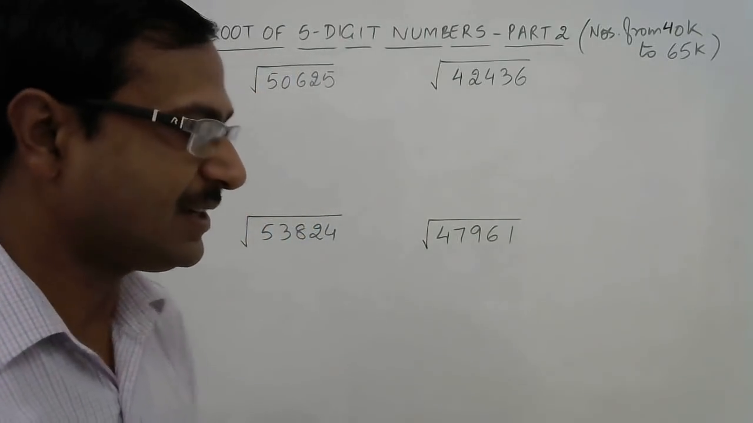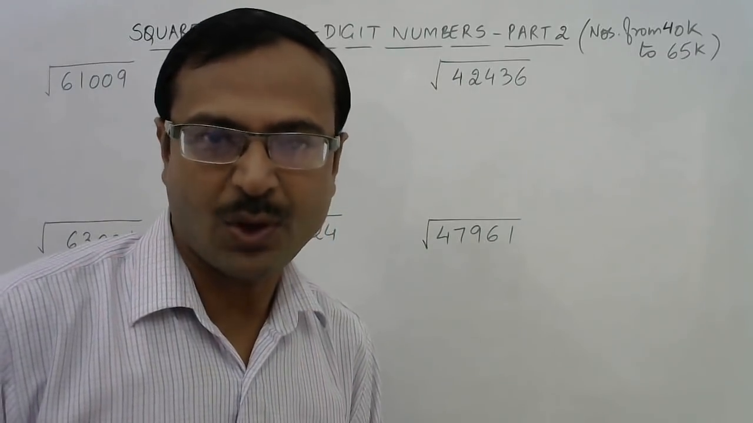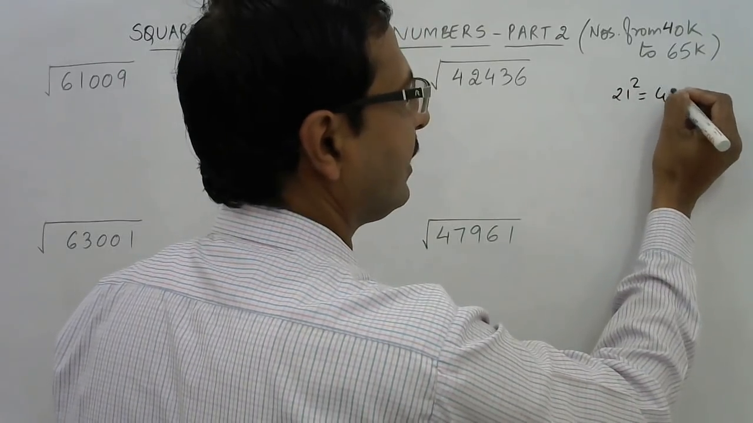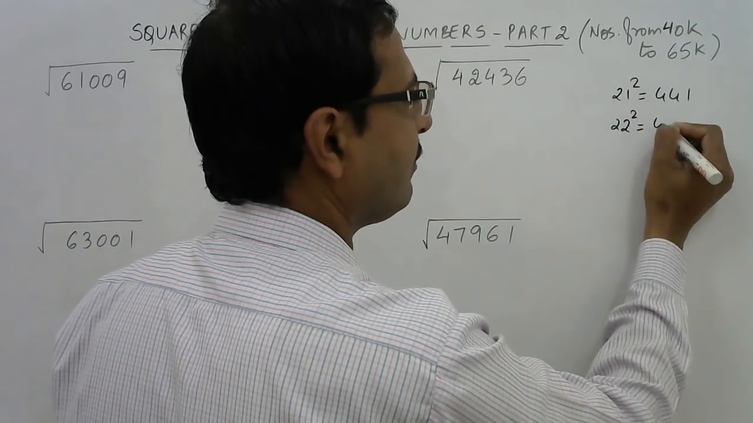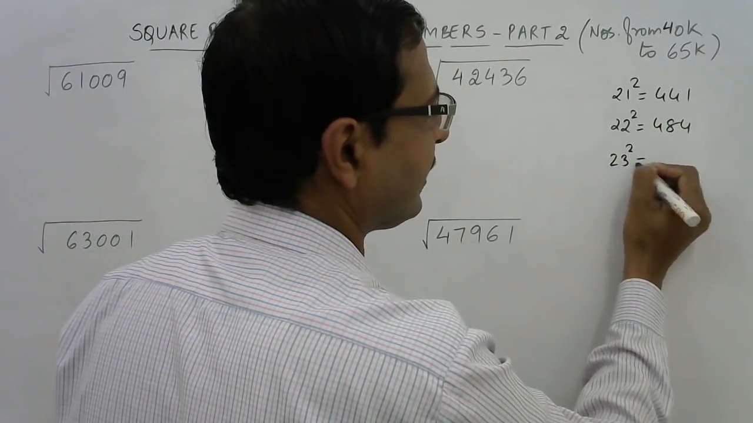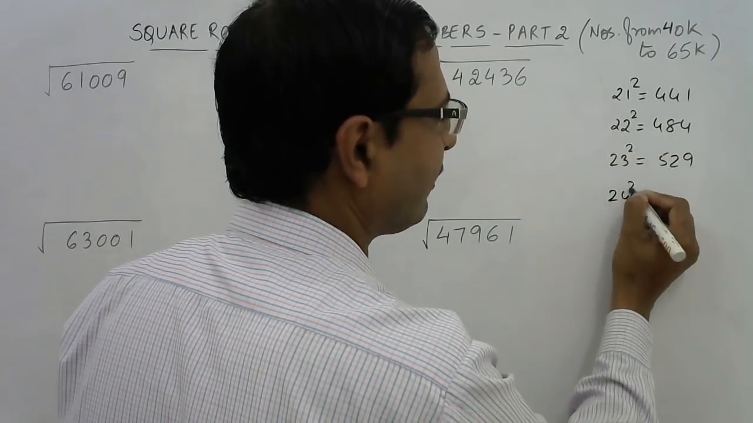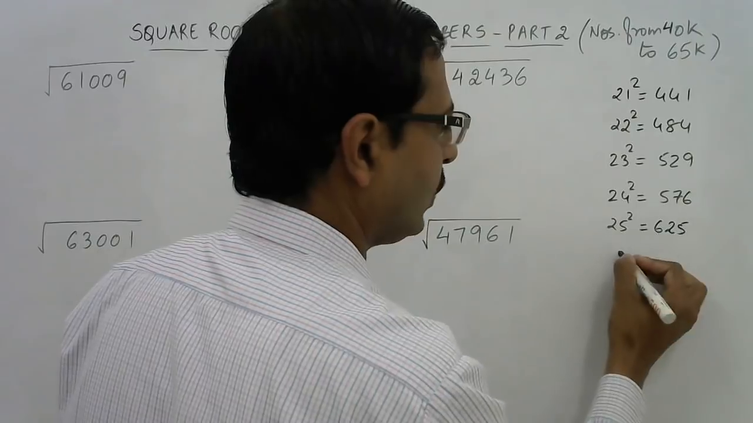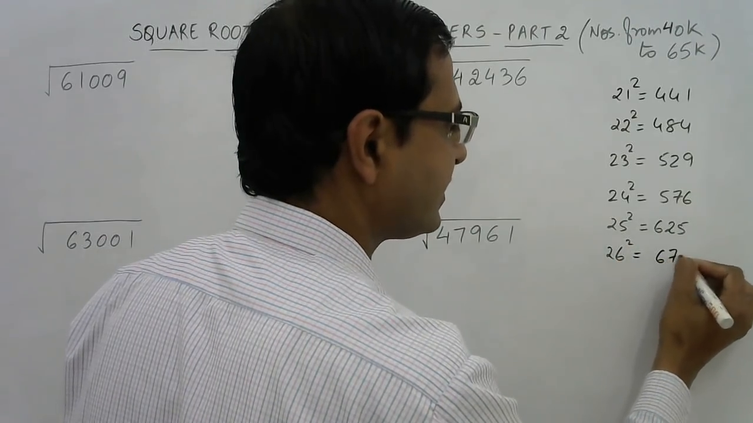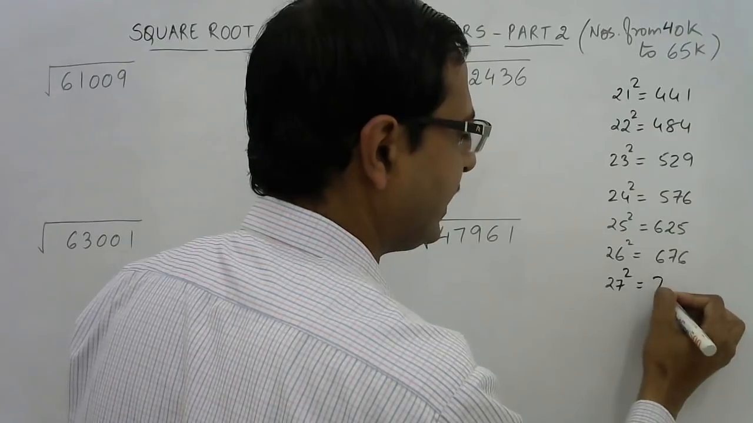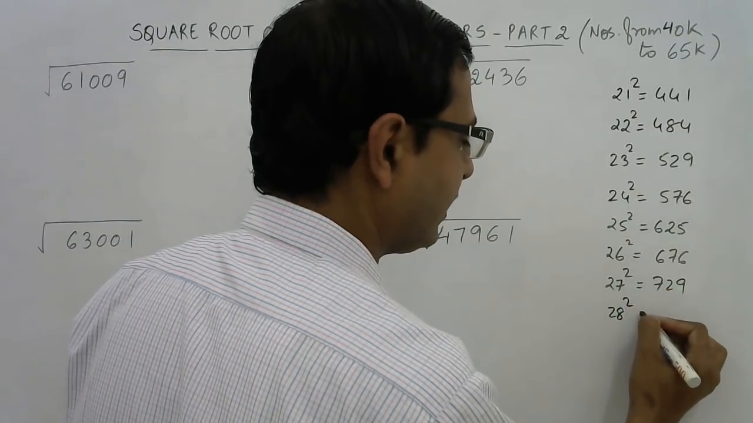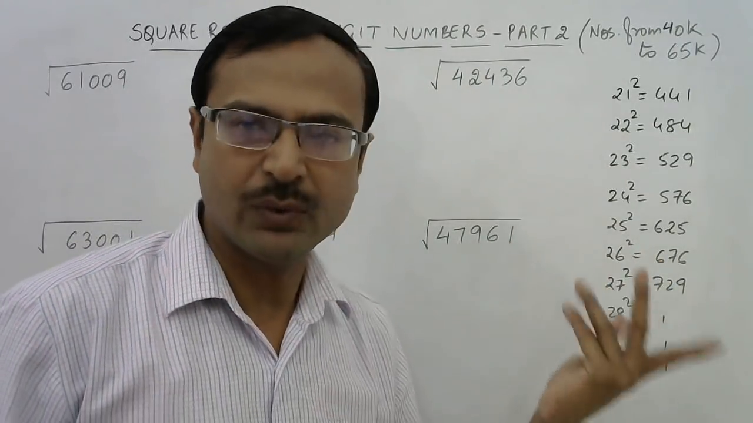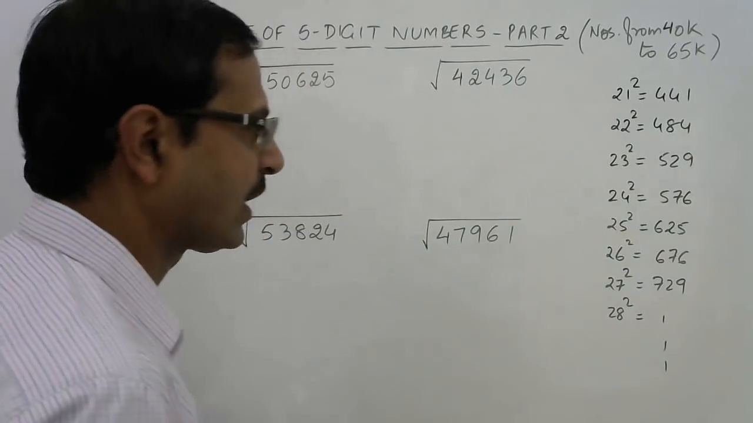Now, these form the basics of solving all these questions. So, if you know 21 square, it is 441, 22 square, it is 484, 23 square, it is 529, 24 square 576, 25 square is obvious 625, 26 square is 676, 27 square is 729, and you can go on and on. I think I'll be using only up to 25, 26, so that's why I'm not writing others.